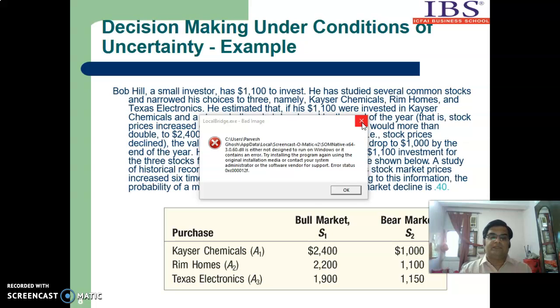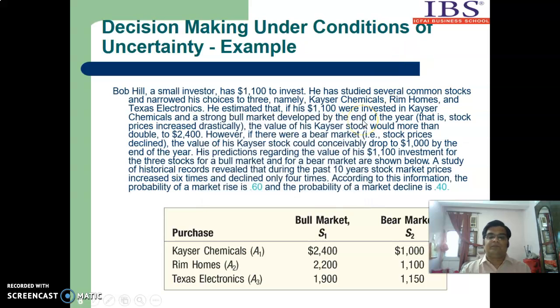Texas Electronics, if he buys Texas Electronics, then in case of bullish market he will get a return of $1,900, and in case of bearish market he will get a return of $1,150. So this is in short.